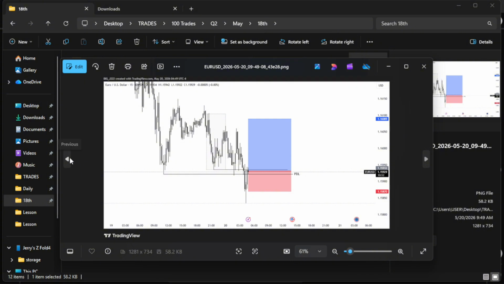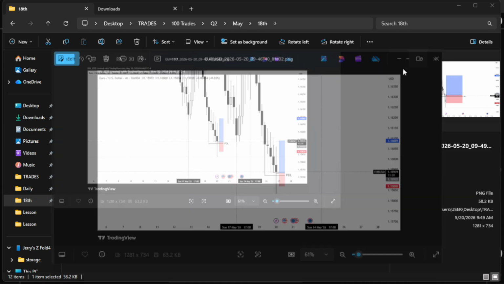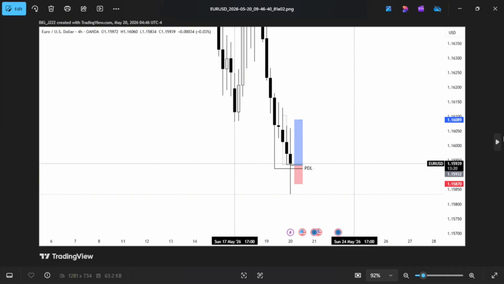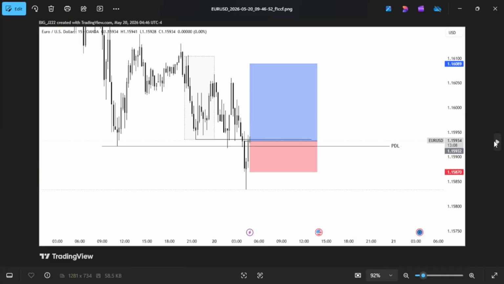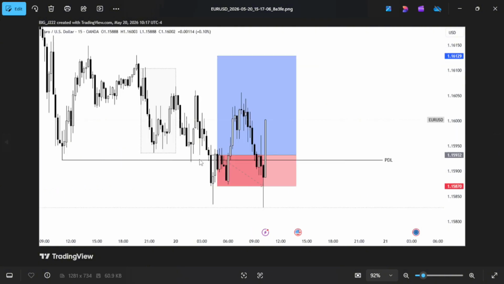Yeah, this is the Wednesday trade. As you can see, this was the previous day low and a liquidity purge. This was my entry. I entered. The price took me out before adding to my position.